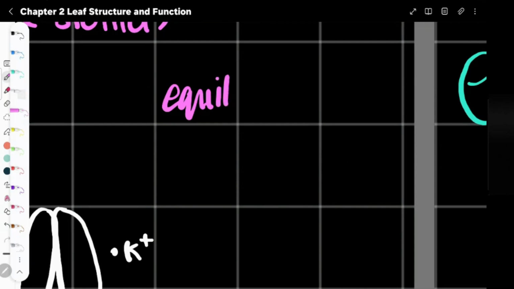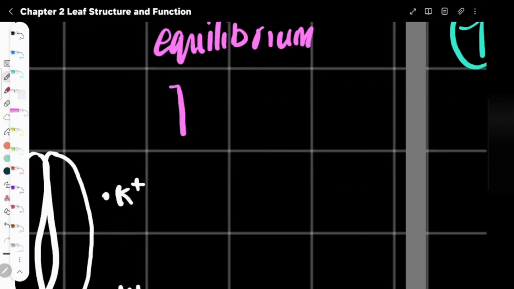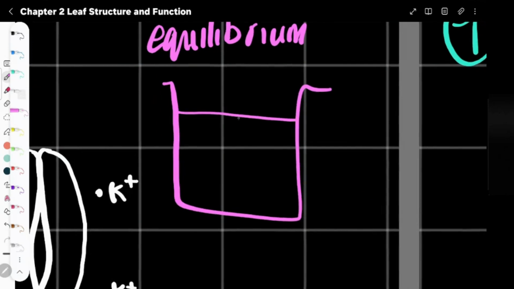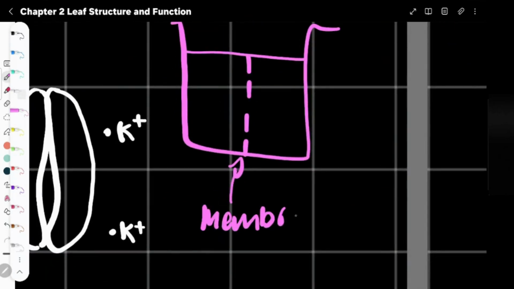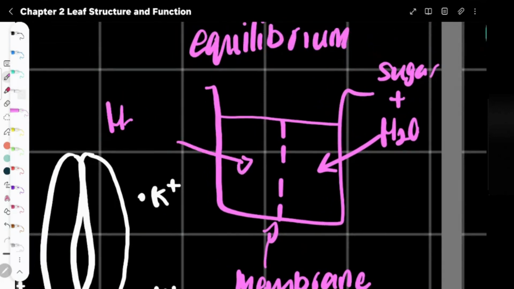What is the meaning of equilibrium? Equilibrium is when the rate of entering is the same as the rate of leaving. So what do I mean? If I were to have a beaker, I'm just going to revise Form 4. I put a beaker, and then I put a layer here. This is the membrane. Don't worry, you don't need to know this is the membrane. There's water here, of course H2O, but I add some sugar. This side here, there's only water. So first of all, which one do you think will be more hypotonic?